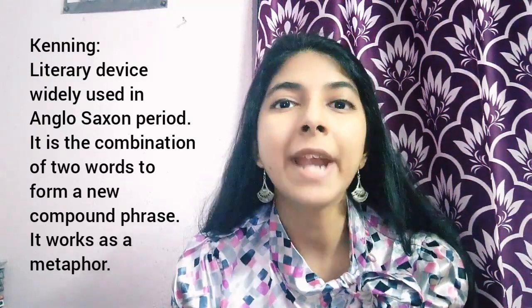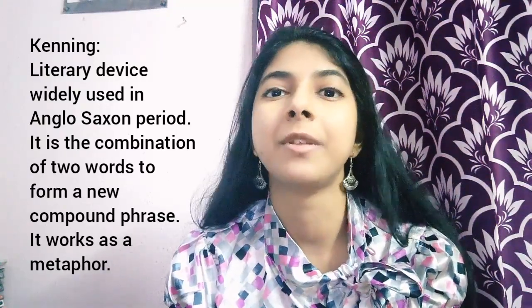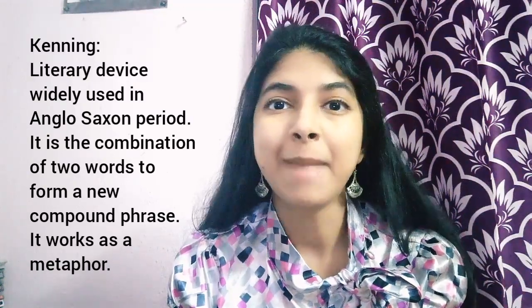So these are a few examples of onomatopoeia. Now let's move to the next literary device, kenning. Kenning is a literary device that was widely used in the Anglo-Saxon period. It is a combination of two words to form a new compound phrase, and it works as a metaphor.